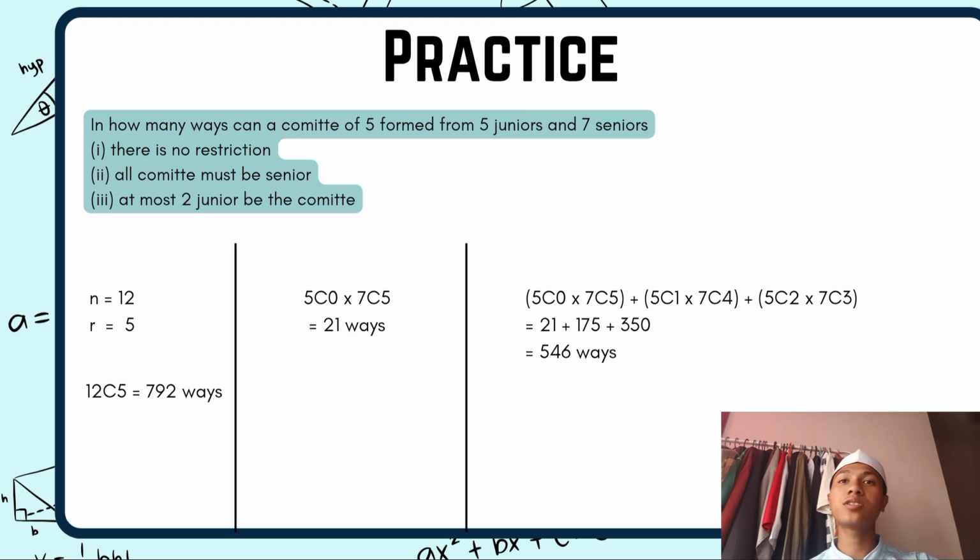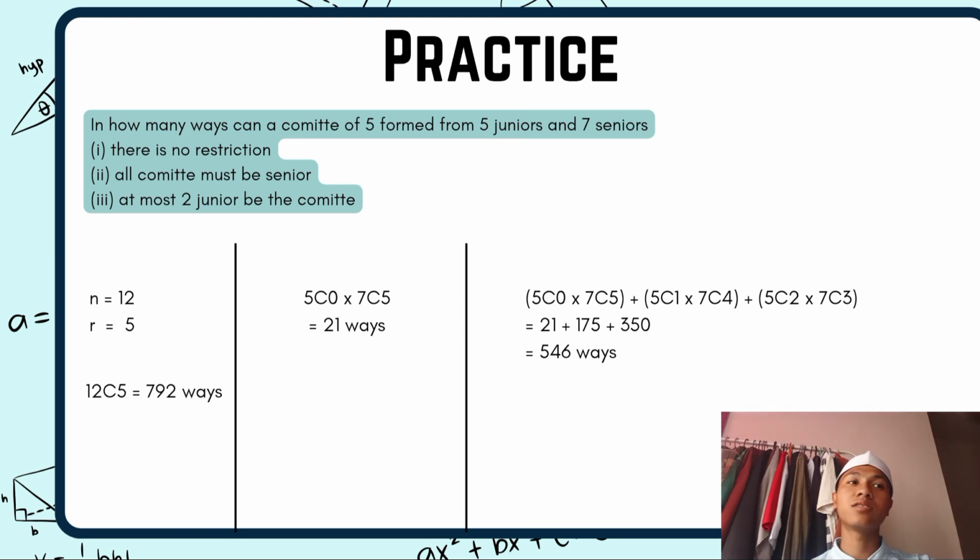We go to the next question for combination. The question is, in how many ways can a committee of 5 be formed from 5 juniors and 7 seniors? Case 1, there is no restriction, so we just put the value of n, which is 12, and r equals 5 in the formula 12C5, and we got the answer 792 ways. The second one is all committee members must be senior, so this requires selecting all 5 members from 7 seniors. So from juniors 0, so 5C0 times 7C5, and we got the answer 21 ways.